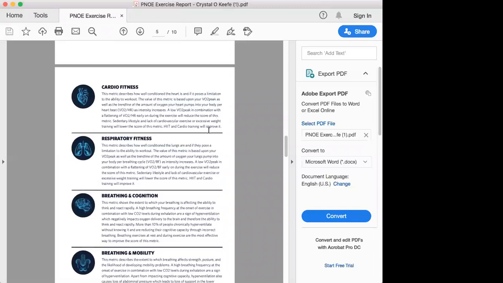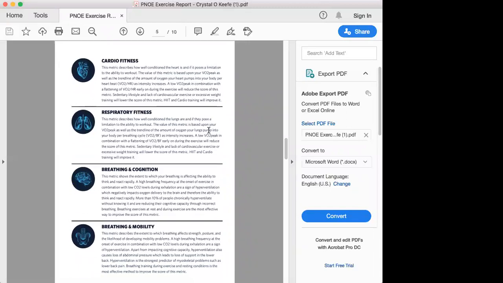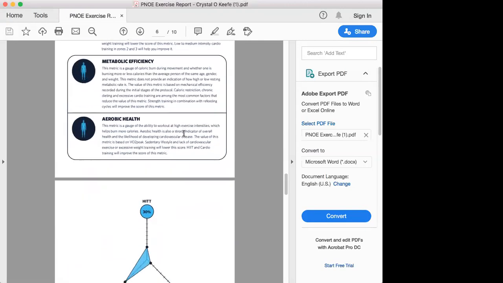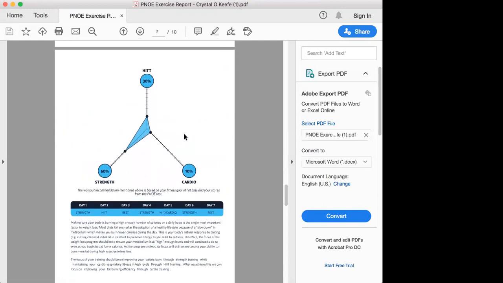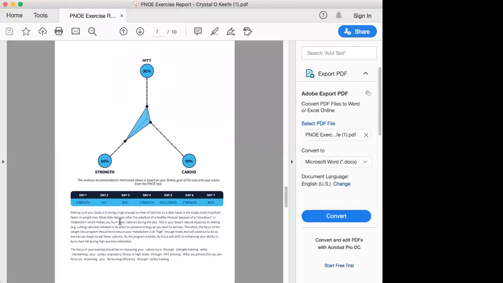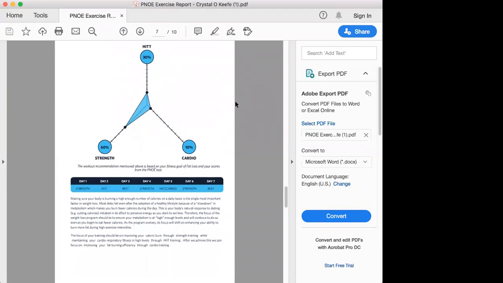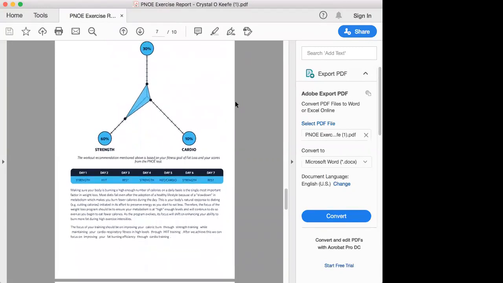So everything that I just described is outlined here. Cardio fitness, respiratory fitness, explanations, pretty much a summary of what I just described is here. And here we have a recommendation of how the workout should look. A person's workout should be basically a combination of strength training, HIIT training, and cardio training.